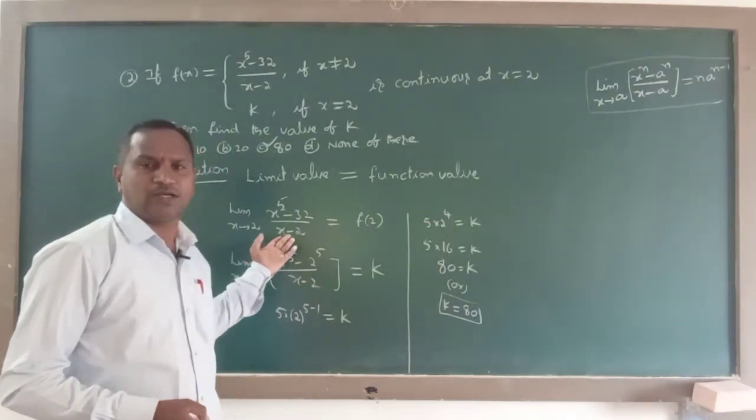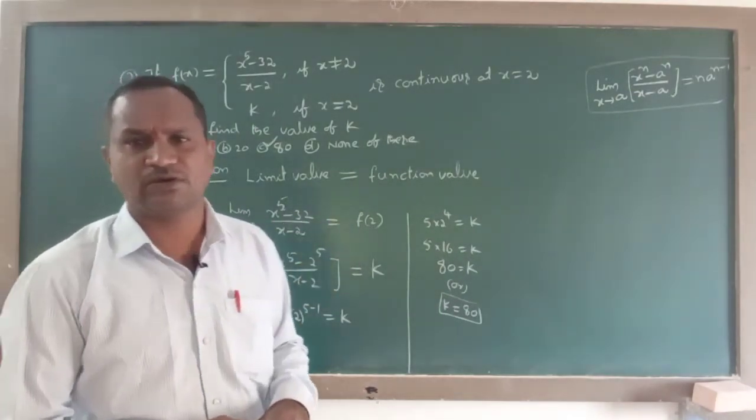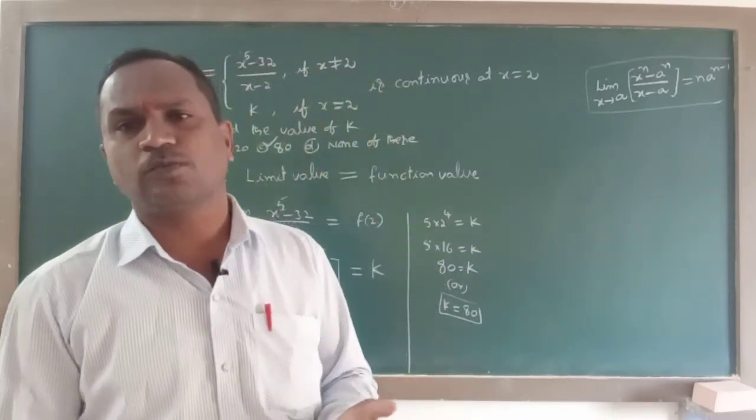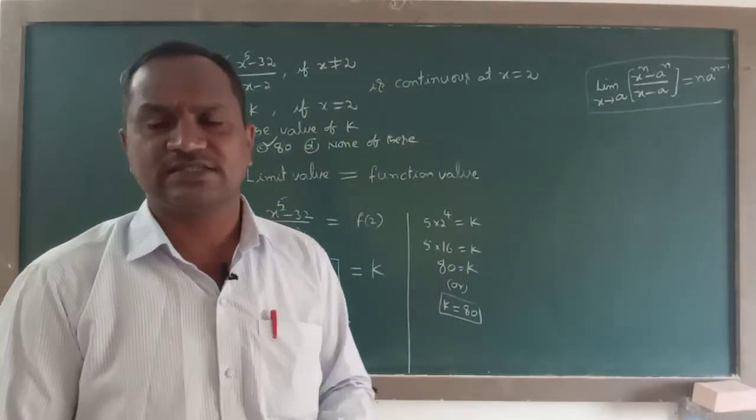Denominator part will come 1, numerator part will come 5x power 4. Instead of x we can take 2, 5 into power 4. 2 power 4 is 16 and 16 5s are 80.